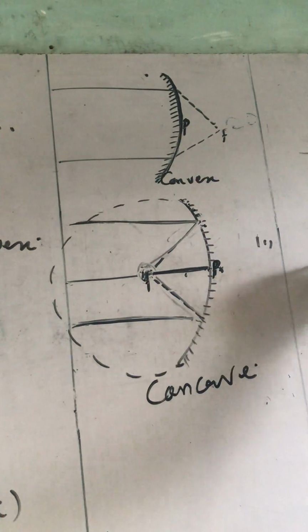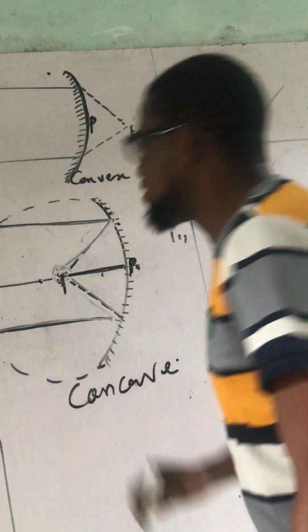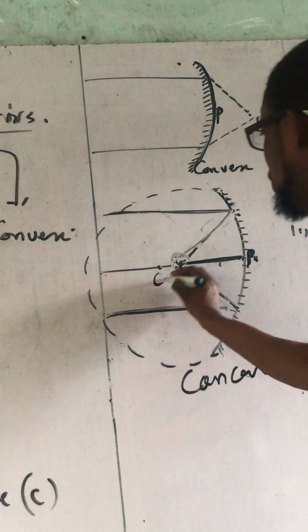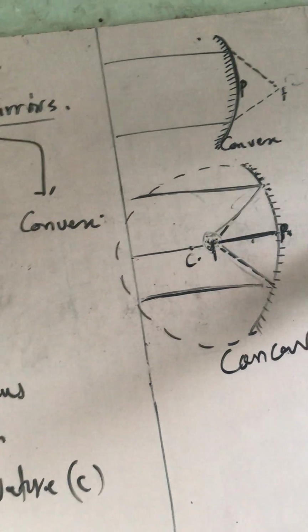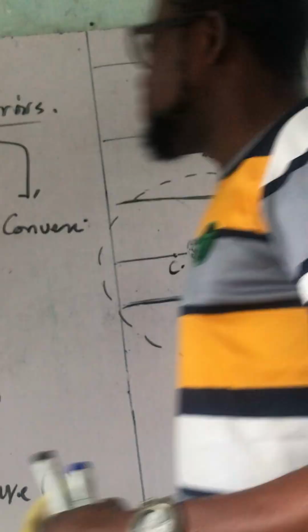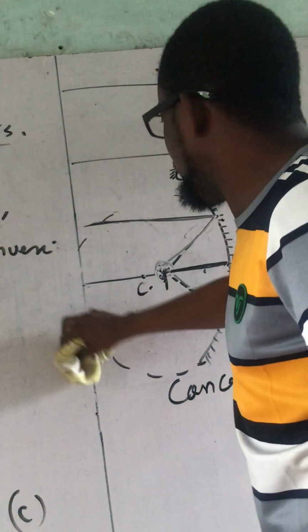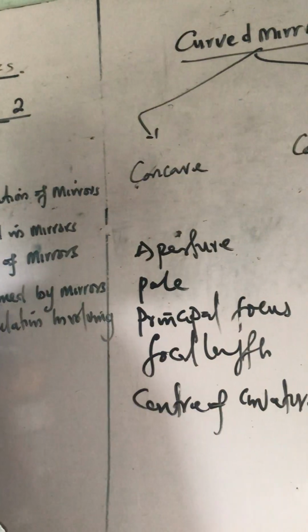It becomes a sphere. So the center of that sphere, if here is the center of the sphere, then that place is called center of curvature. So this is the center of the sphere from which the mirror forms apart, and it is called center of curvature.